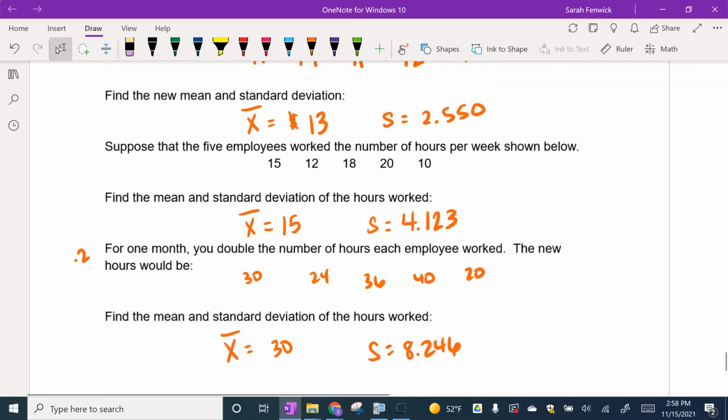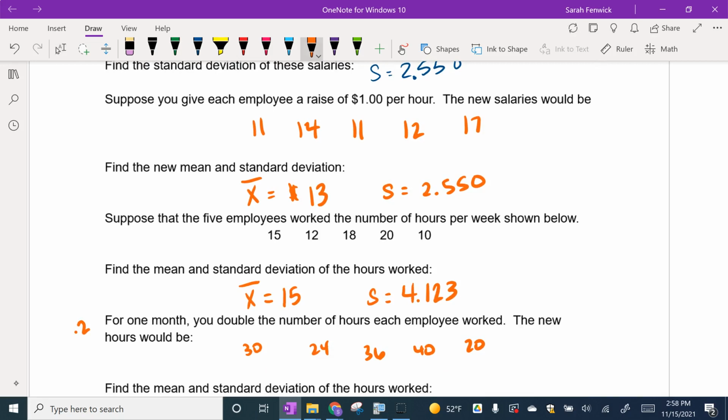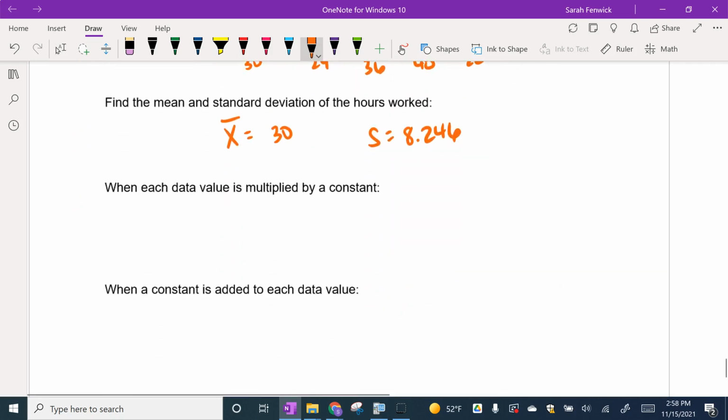Hopefully you noticed something here. By the way, this was +1. When each data value is multiplied by a constant, the mean is equal to the constant times the mean of the original set, and the standard deviation is equal to the absolute value of the constant times the standard deviation. So here, x bar times c, and standard deviation times the absolute value of c.